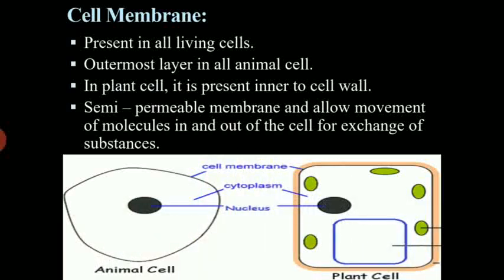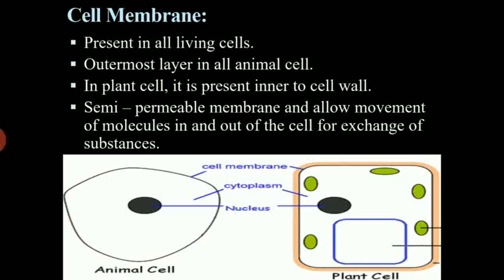Next is cell membrane. Now, pay attention to the diagrammatic representation of plant cell and animal cell, and you will notice that cell membrane is the outermost and the only layer present in animal cell, whereas in case of plant cell, it is present inner to the cell wall. So, cell membrane, which is also called plasma membrane, is a living membrane, and in animal cell, it is the only layer present, but in plant cell, it is present inner to the cell wall.